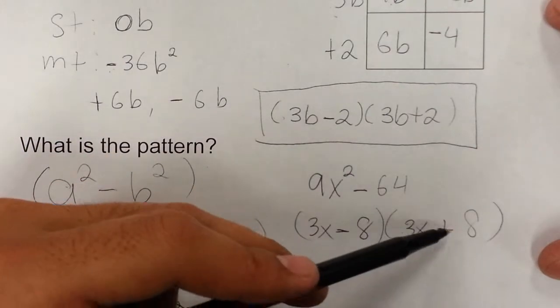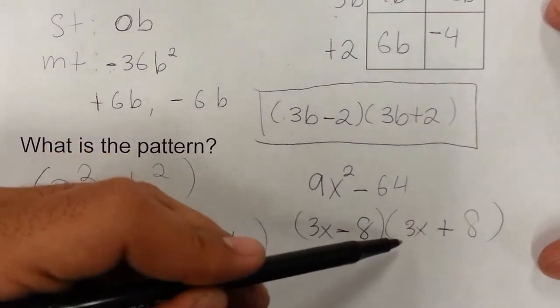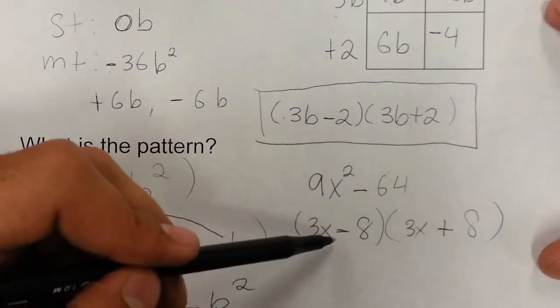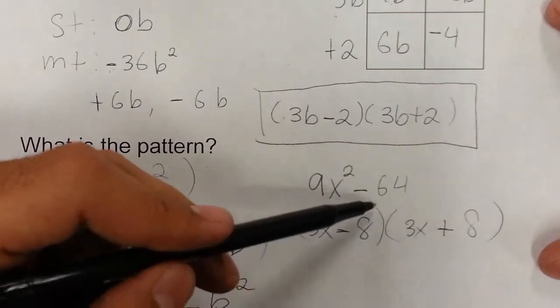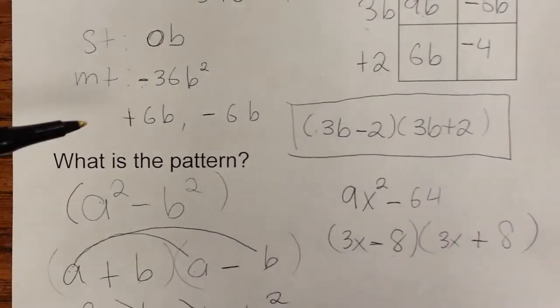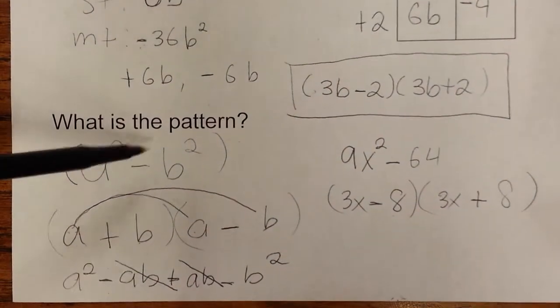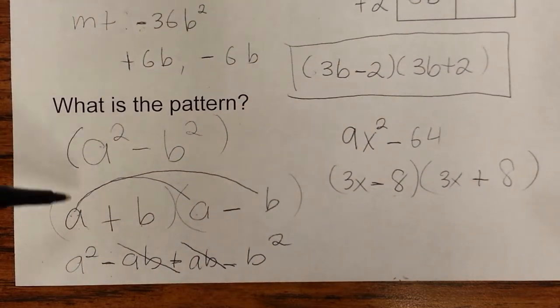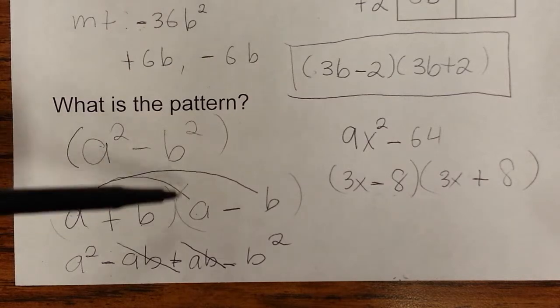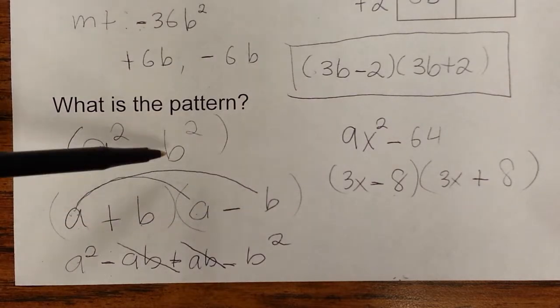Since we're multiplying by the same values, except one is negative, the middle terms will cancel out, and then we've got the negative 8 times the positive 8 makes the negative 64. So we've got a pattern where we see the difference of two squares can be written as A plus B times A minus B, where A is any number, B is any number.